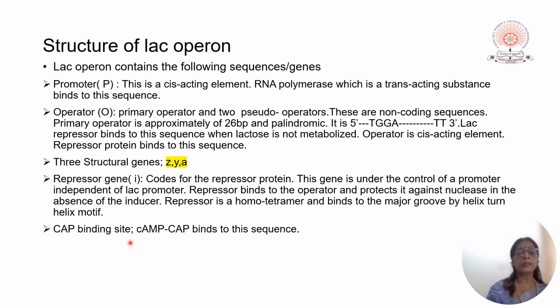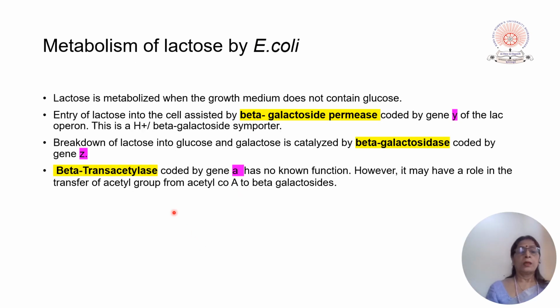The CAP binding site is the site for the binding of the positive regulatory element, the cyclic AMP CAP complex. Lactose is a disaccharide. Glucose is a monosaccharide. So the E. coli cell prefers glucose over lactose. But when glucose is not available and lactose is available, then only the lac operon is on and lactose breaks down to produce glucose and galactose, and then glucose is metabolized by the cell.